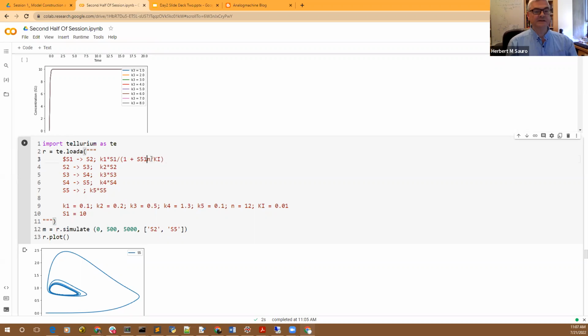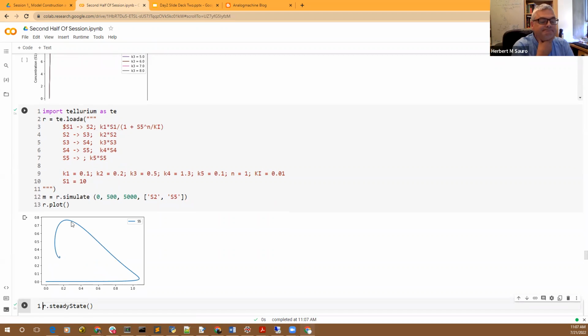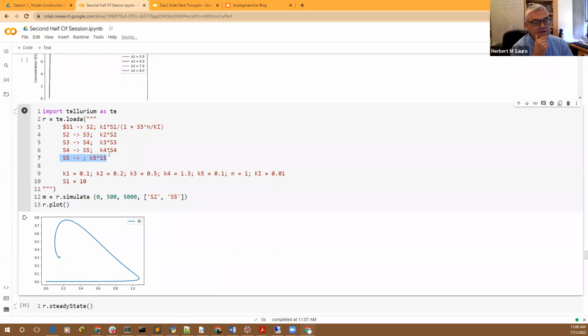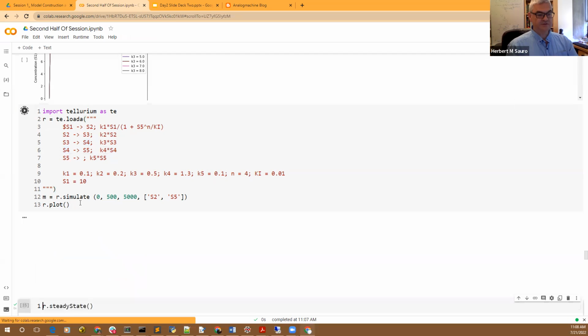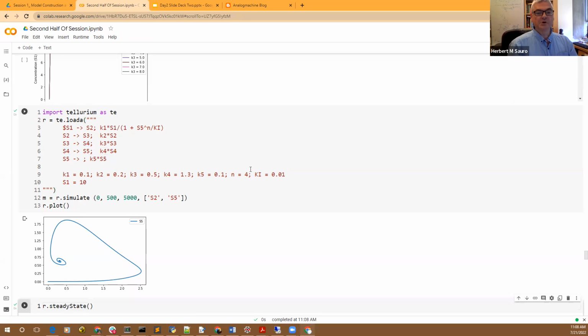If I put a 1 for n and I run this, it's stable. One of the requirements for oscillations is that you have to have sufficient delay between the signal and where the signal acts. But the other factor is that any changes in the signal have to amplify. And one way to amplify is to have a power factor here. If I slowly increase this, you'll see it starts becoming more and more oscillatory.